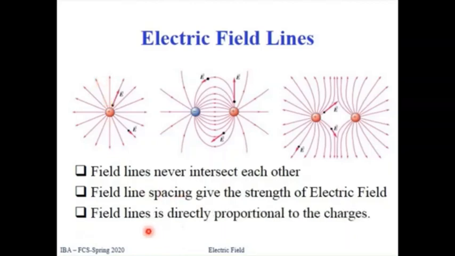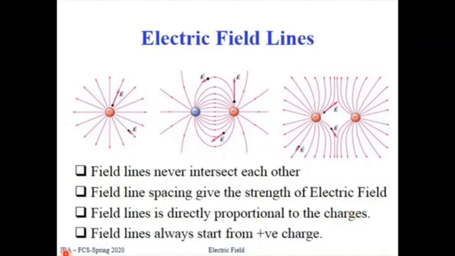The number of field lines is directly proportional to the magnitude of the charges. So if you have larger charges, then we have a large number of electric lines of force. Field lines always start from a positive charge and always sink to a negative charge.